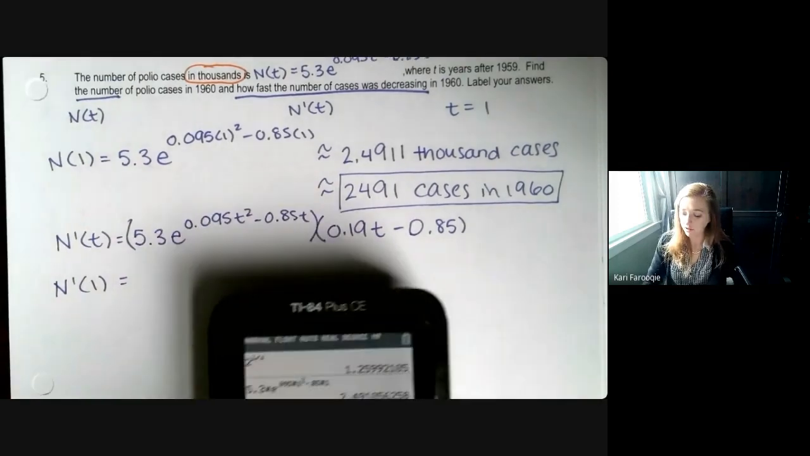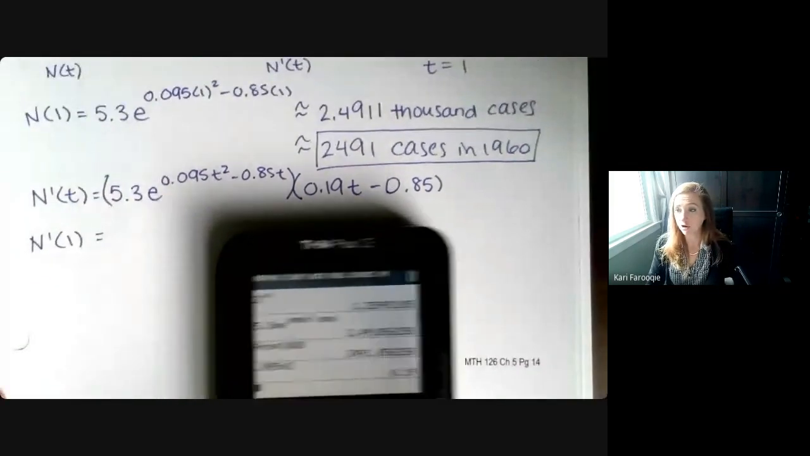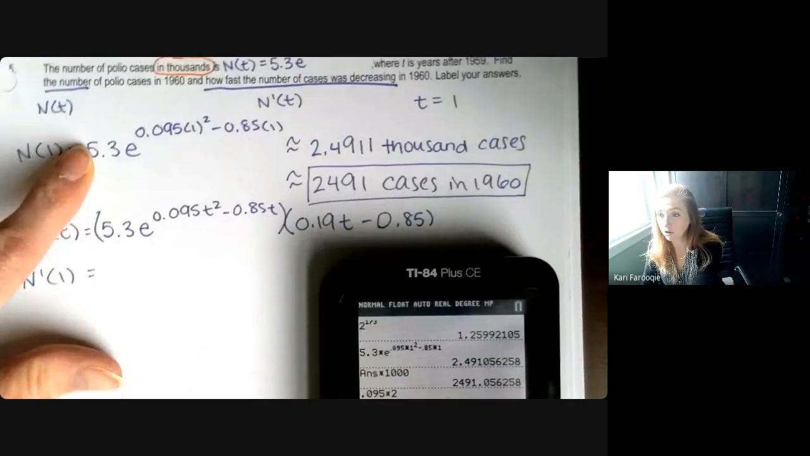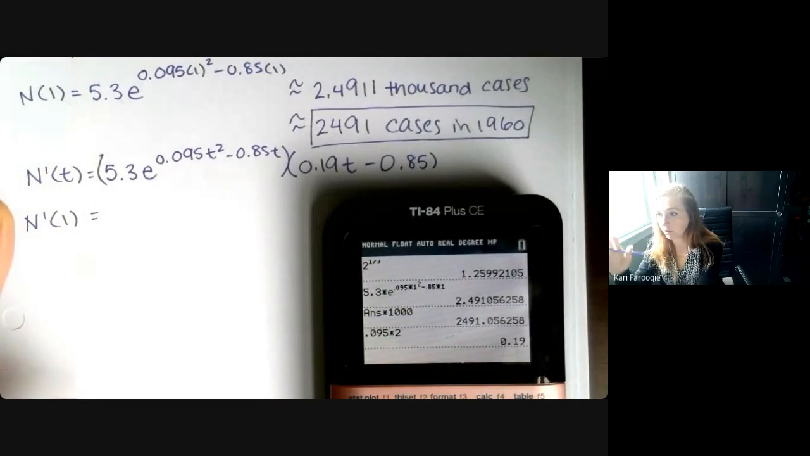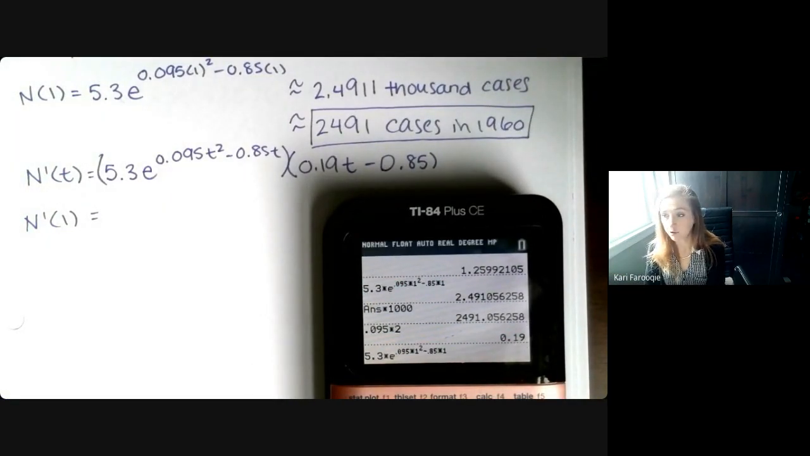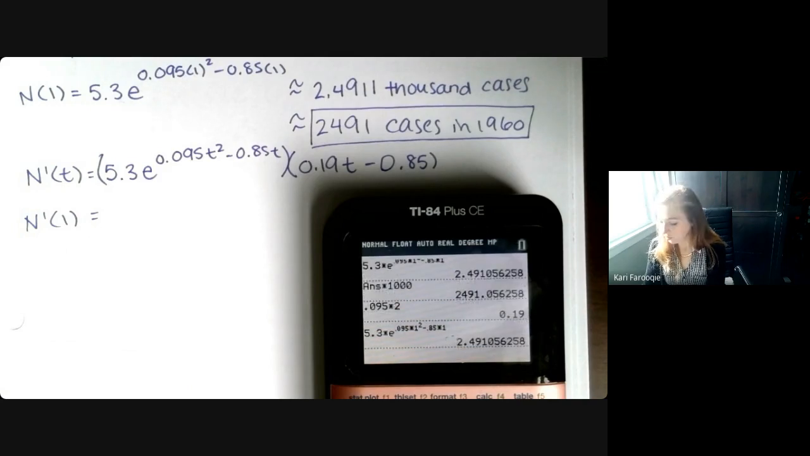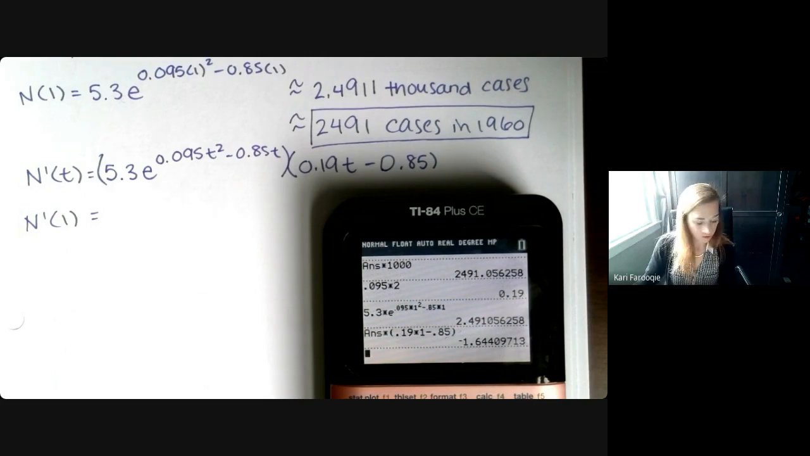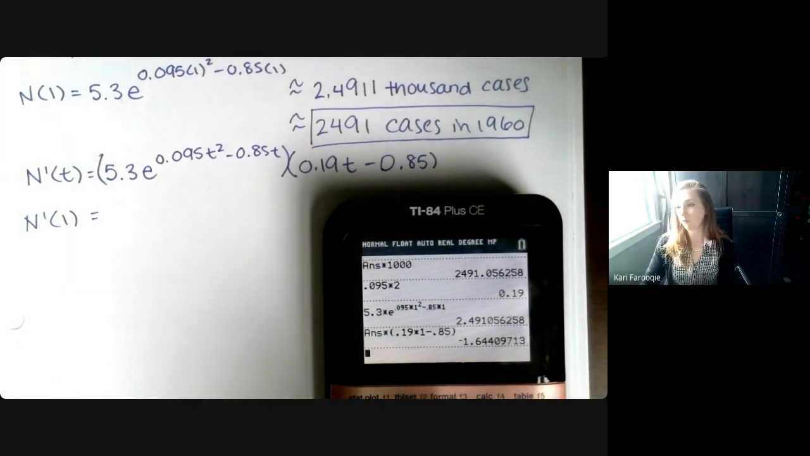Now, the thing is, you already have some of this information in your calculator. So all you really need to do at this point is take the information you already entered, which is 5.3 times e to the blah, blah, blah. It was this number. Fine. That was what you had. And then you're going to multiply that by, in parentheses, 0.19 times 1 minus 0.85. And you get negative 1.644.